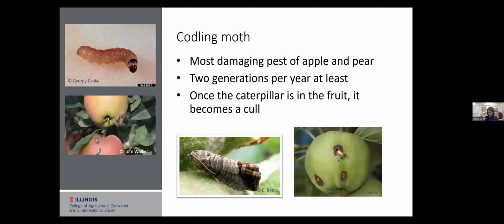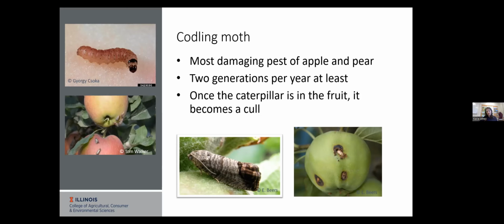But I have to start with codling moth. We always have to start with codling moth, because codling moth is, and I mentioned pear here, although we don't grow very many pears in the Midwest, the most damaging pest of apples, basically worldwide. And anywhere we grow apples, growers are going to be contending with it. There are at least 2 generations per year, so you have to worry about spraying for these more than once a year.